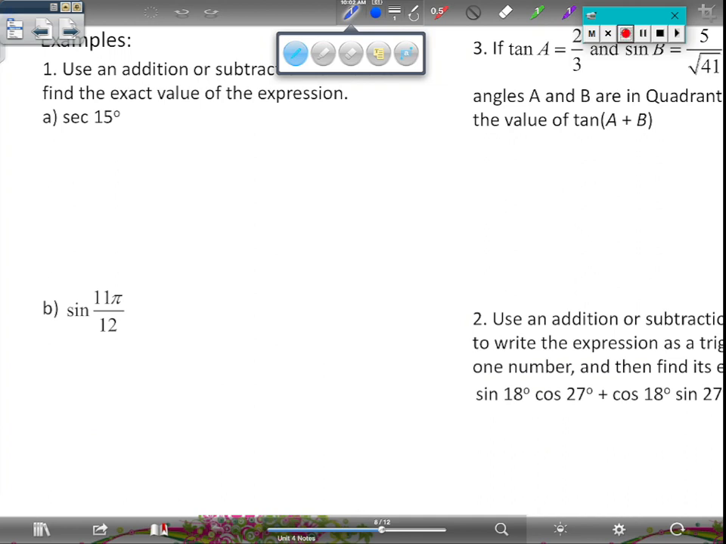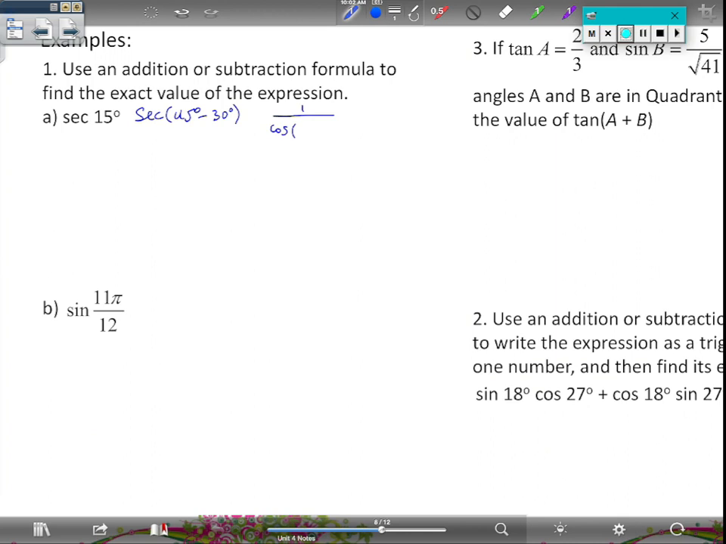So in this case, what I chose was 45 degrees minus 30 degrees. Again, there's a lot of choices. You don't have to do the exact same thing. So we're going to do secant of 45 degrees minus 30 degrees. Okay, we don't have a subtraction formula for secant, so we're going to have to turn it into its reciprocal. So that's the same thing as 1 over cosine of 45 degrees minus 30 degrees.